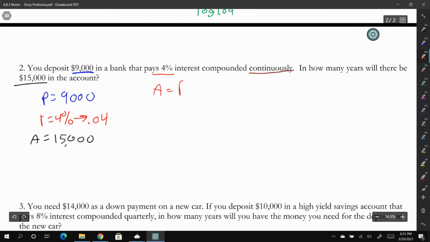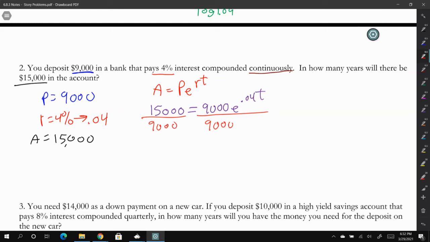So we're going to use A equals P times e raised to the rt power, and then plug in our information. So 15,000 equals 9,000 times e raised to the 0.04 times t power. We need to get rid of the 9,000 in front, so we'll divide both sides by 9,000. When I do 15,000 divided by 9,000, I get 1.67, and that equals e raised to the 0.04t power.